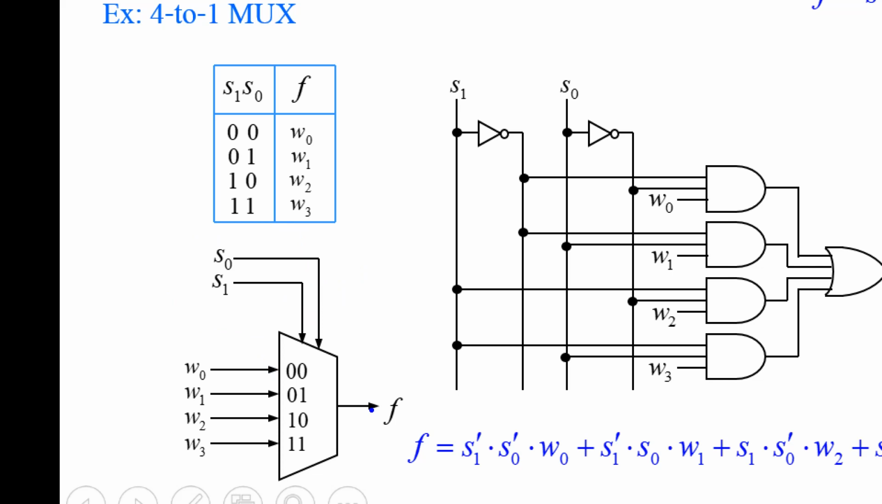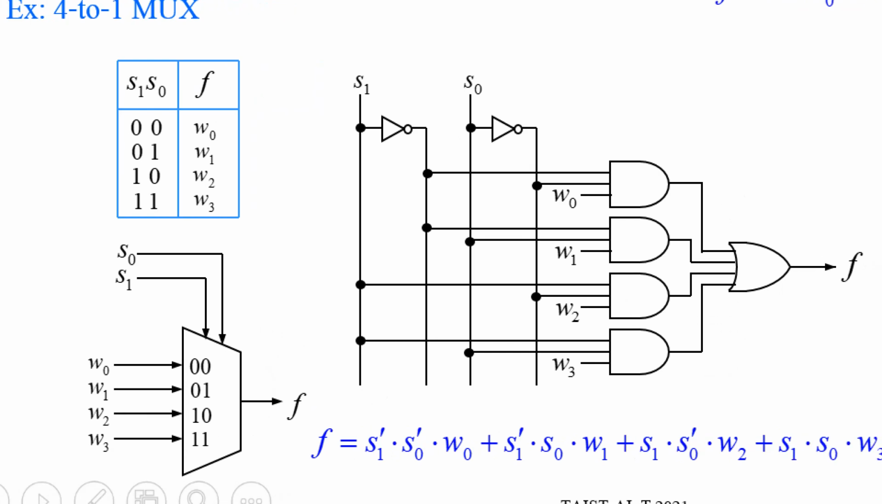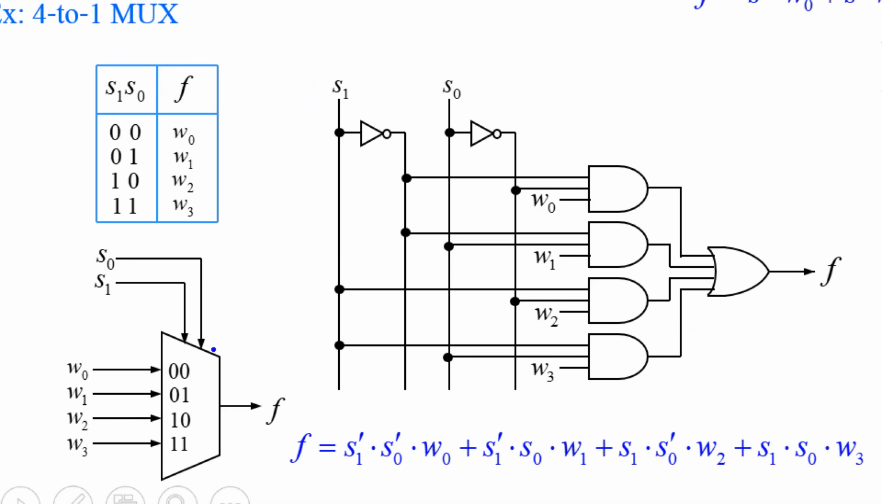And if I want to implement a multiplexer, what should I do? You must write down the equation from this. When S is 00, the value of the function is W0. When S is 01, the output is W1. 10, W2, 11 is W3. So you can write the two tables like this.